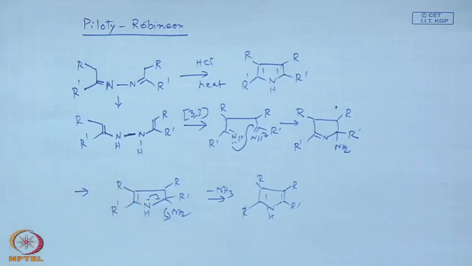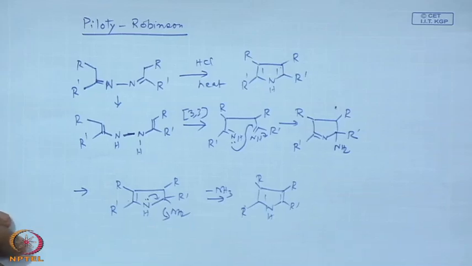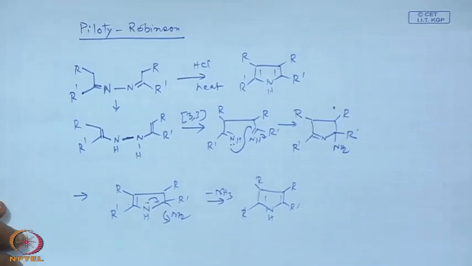That means, loss of ammonia in heterocyclic chemistry is very commonly encountered. Okay. I mean, NH2 is not a good leaving group, but when you have a driving force like aromatization of this kind, then you can expect a leaving group property of ammonia.